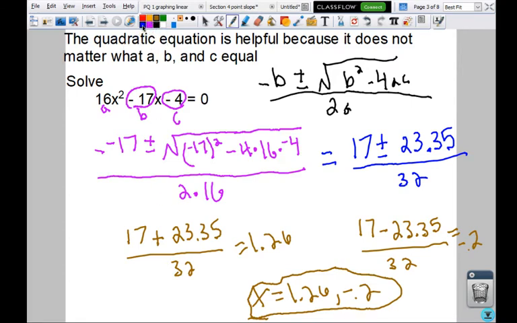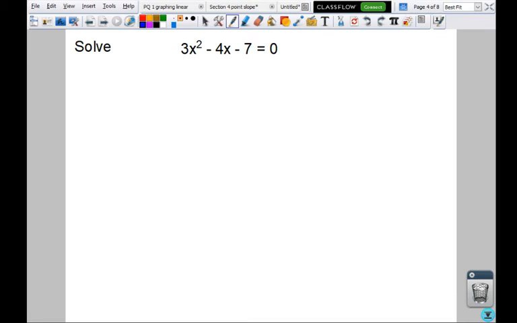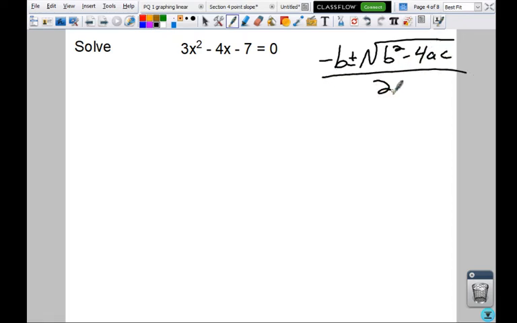We're going to do one more, but you guys are going to help me out with this one. Then you're going to do 1 or 2 on your own, and then that'll be it. So we're going to look at this problem here. Let me just write my quadratic formula first: negative b plus or minus square root of b squared minus 4 times a times c, the whole thing divided by 2a.